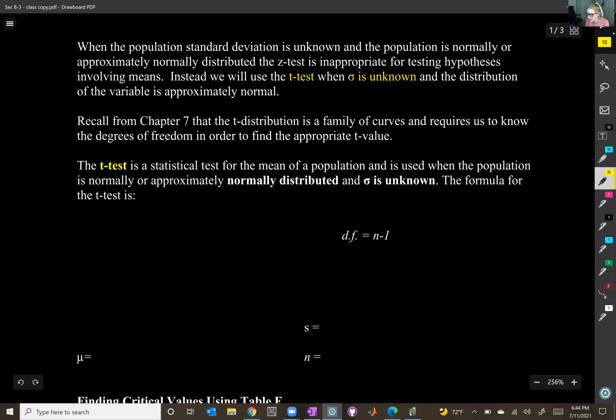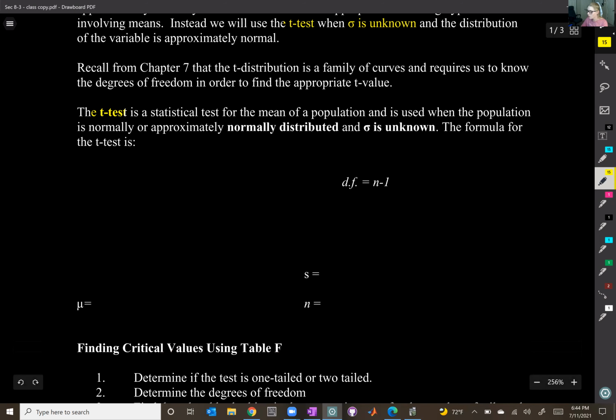The t-test is a statistical test for the mean of a population and is used when the population is normally or approximately normally distributed and sigma is unknown. So good things to know: if you're given a problem and you're not told whether you should use a t-test or a z-test, ask yourself, do I know the population standard deviation? It's usually the dividing factor here between the two.